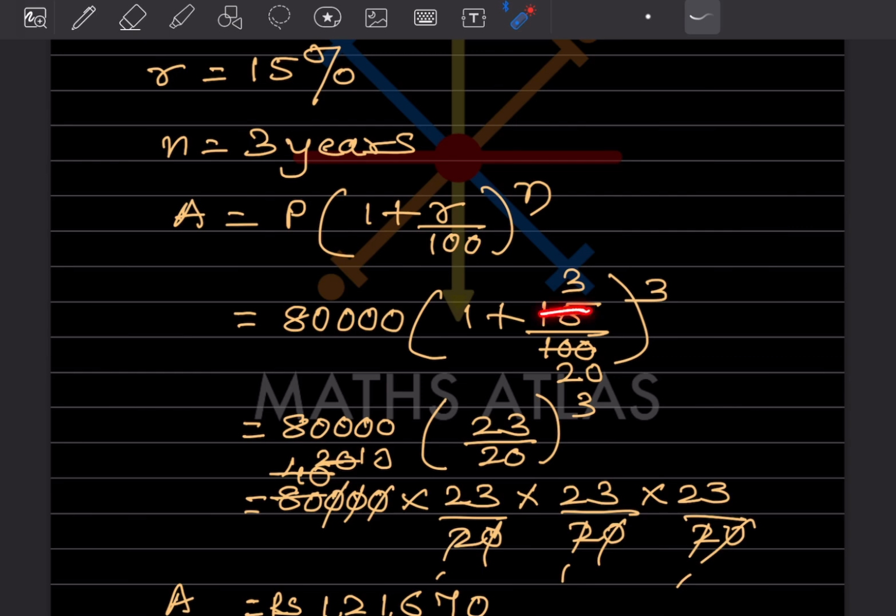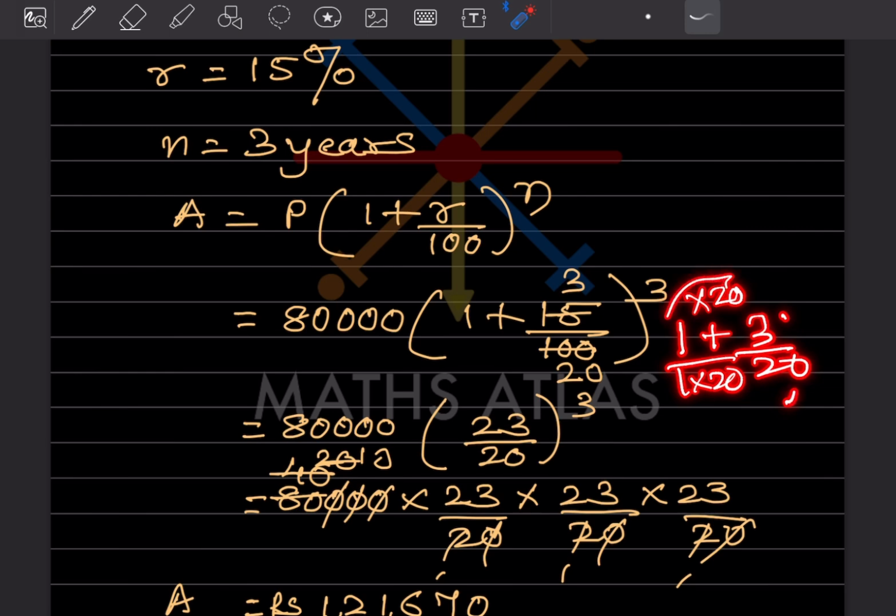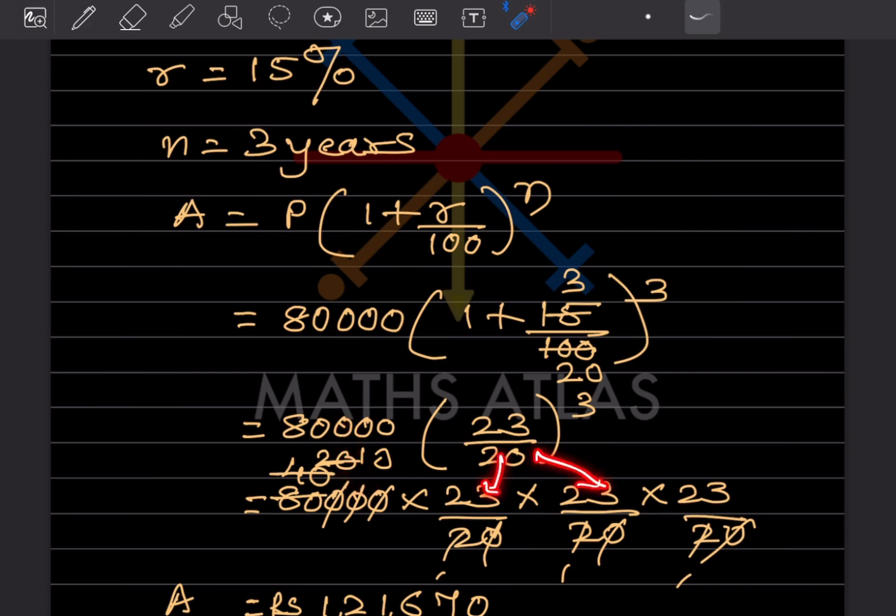Here this is going to be 5 3s are 15, 5 20s are 100. So now again here it will be 1 plus 3 by 20. This is going to be 20 plus 3, that is going to be 23 by 20. And now this 80,000 as it is, this is going to be 3 times.